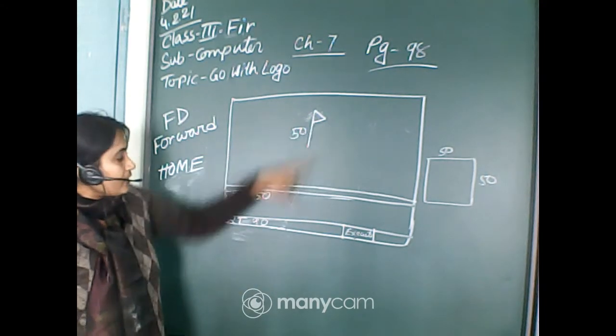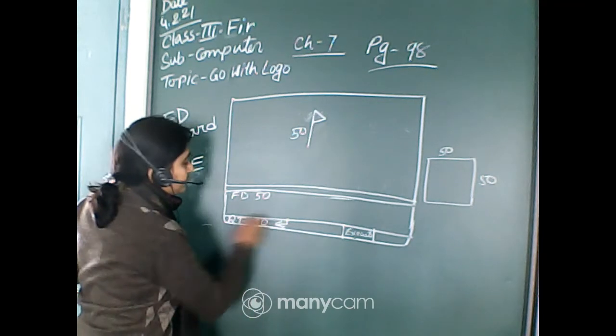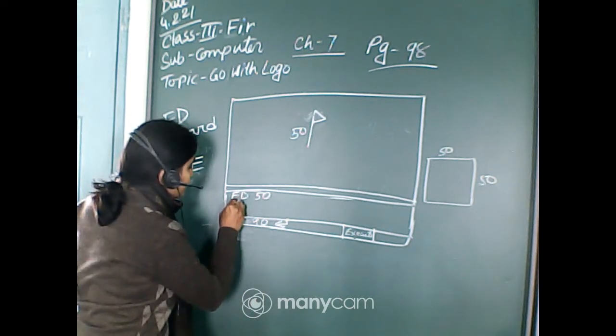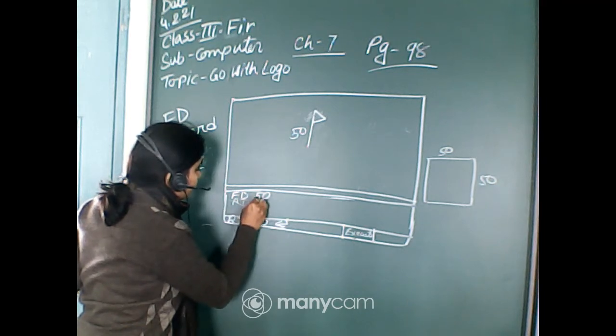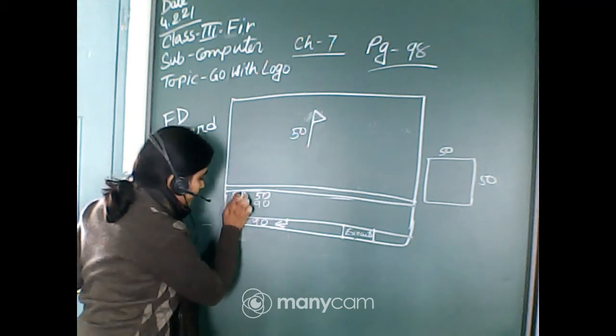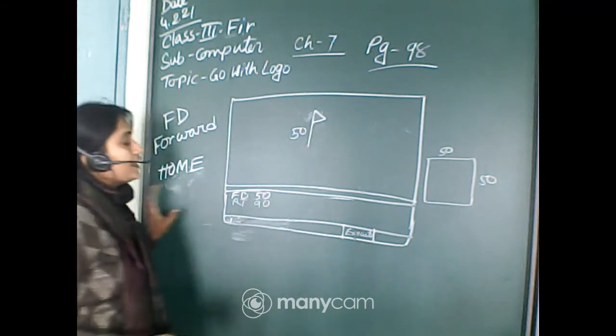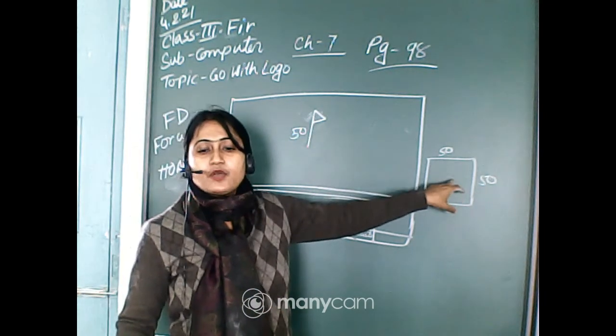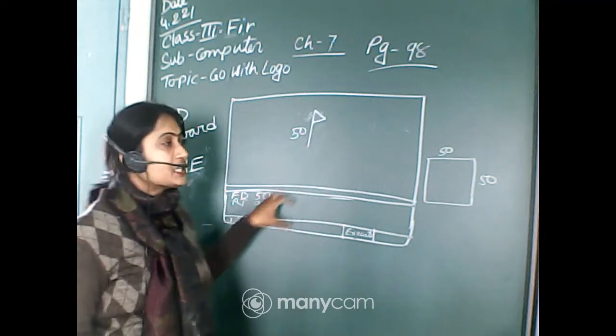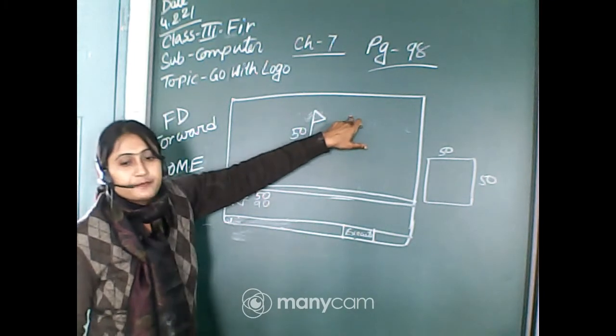Okay. Now if you press the enter key, then you can see RT 90 here, and this one is blank for the next command. If you want to draw a square, you have to write a program in sequence. Then you have to draw FD 50.